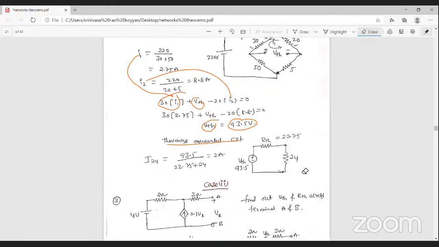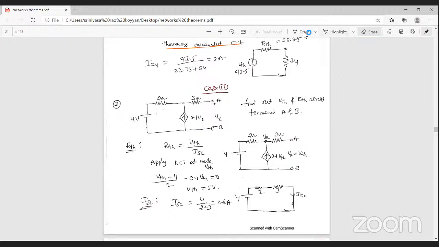Okay, the next one, problem number 3. This is a case 2 problem. Case 2 means the network contains both dependent and independent sources. That is called a case 2 problem. From this network, we need to find the Thevenin's voltage and Thevenin's resistance across these two terminals, that is the AB terminals, as well as the resistance also.